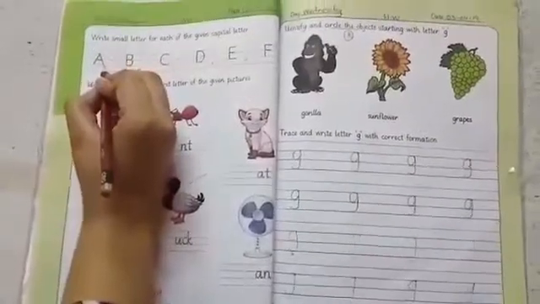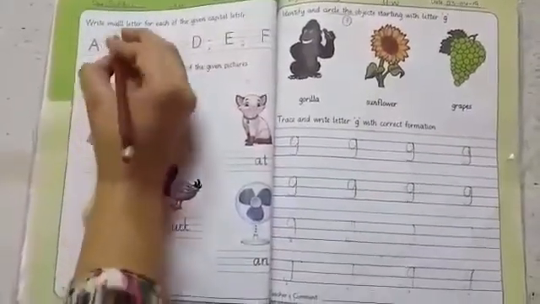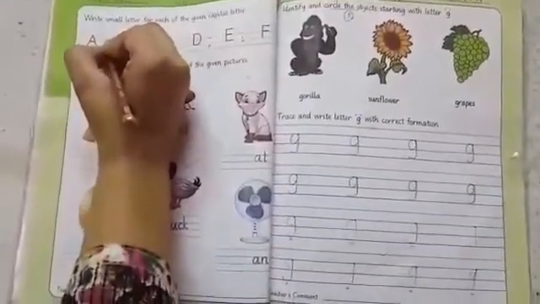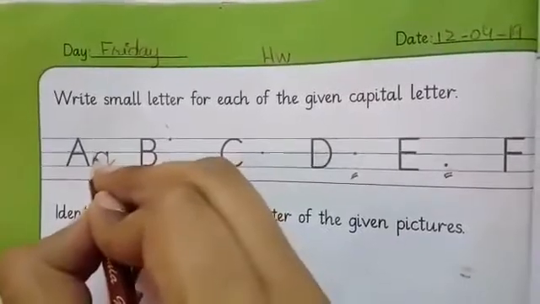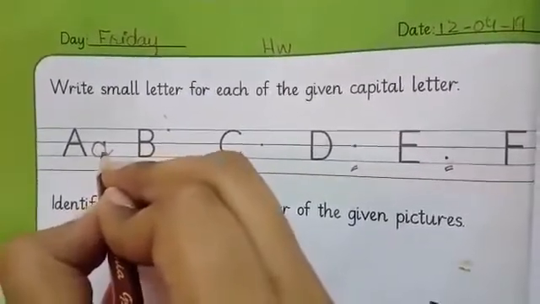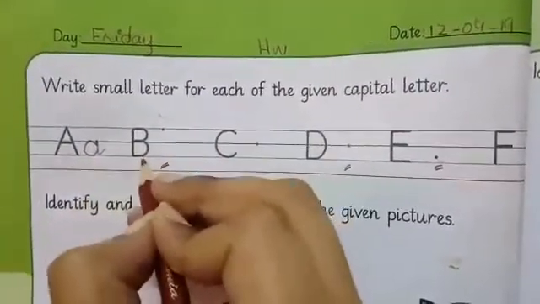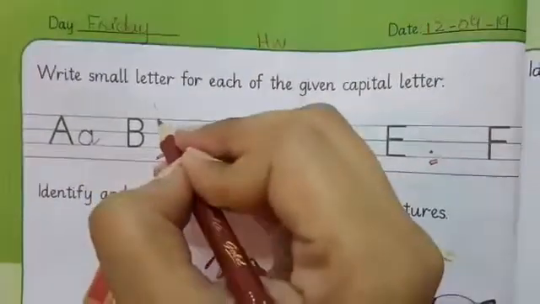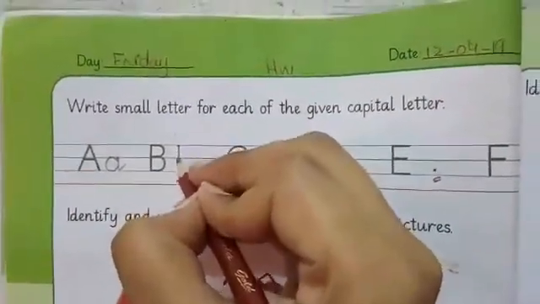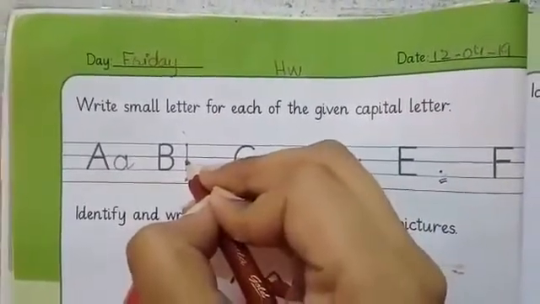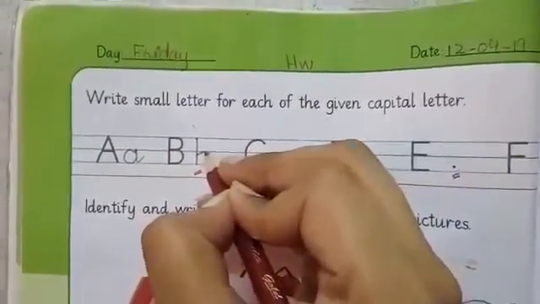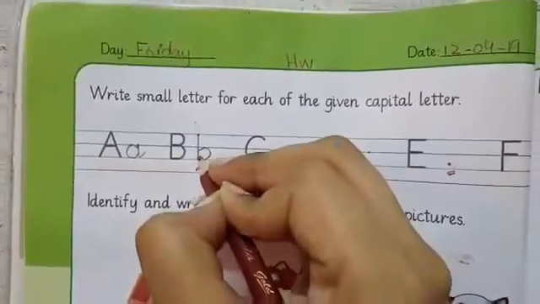Okay, what is this? A. Now we write A. Put the pencil on the dot and make a straight line and make a tail like this. Now start from here. One point down, go up, make it round and go one point up like this. What is this? B. Now we write its sound B. Put the pencil on the dot and make a straight line. Touch the third line. Start from the second line. Go one point up. Make it round and go one point up like this.